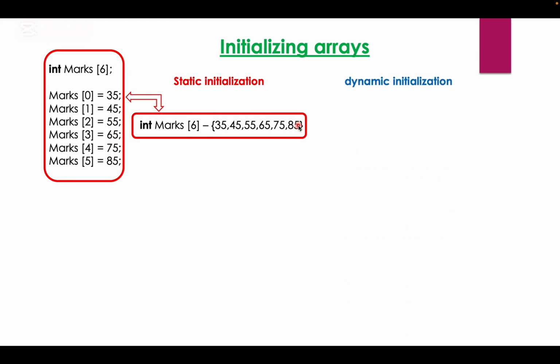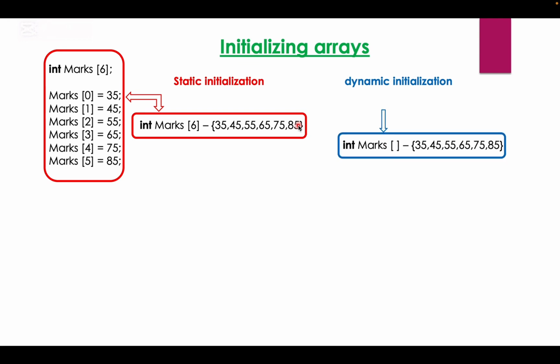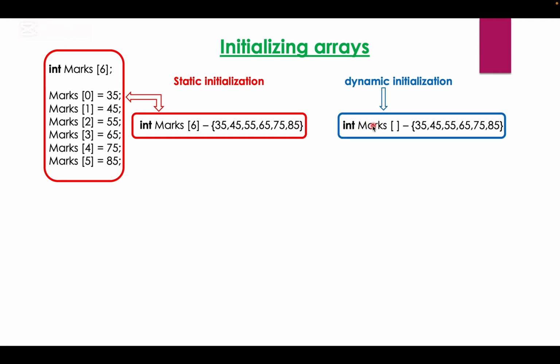Or you can initialize it using dynamic initialization. This is how to do it. You have your max, but for the array size you put an empty square bracket. The size of the array will be determined by how many values you keep inside the curly braces. In this case, we have kept 1, 2, 3, 4, 5, 6, six values inside. So the compiler will create the array size to be 6, because we have kept 6 values inside the curly braces, and that is how it works.